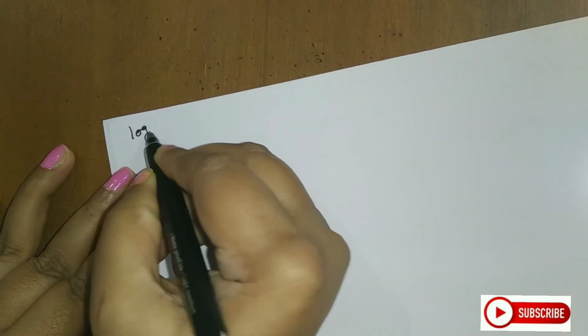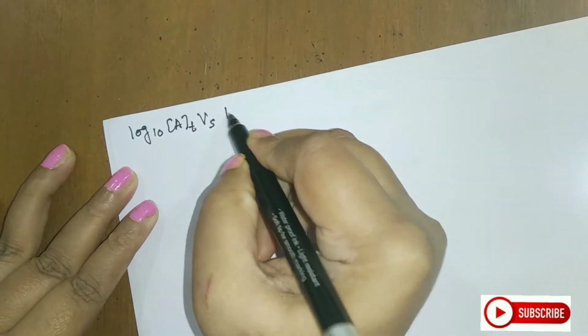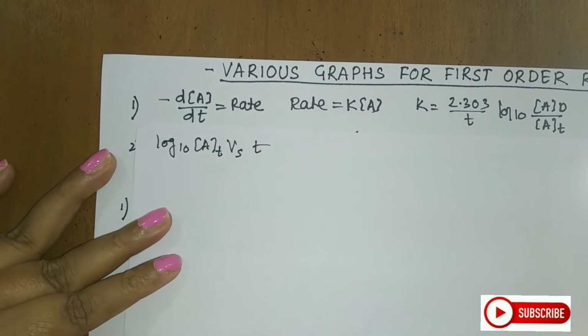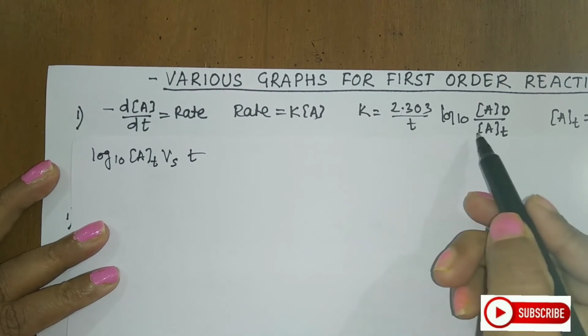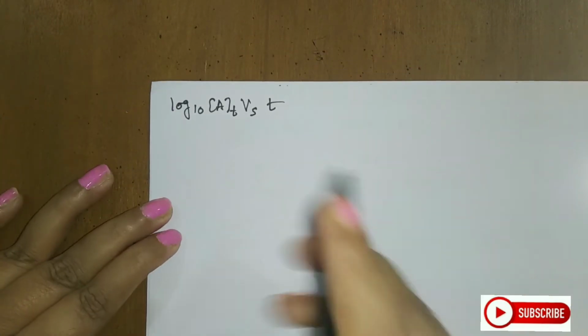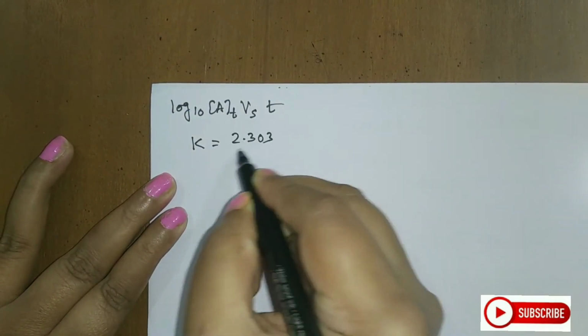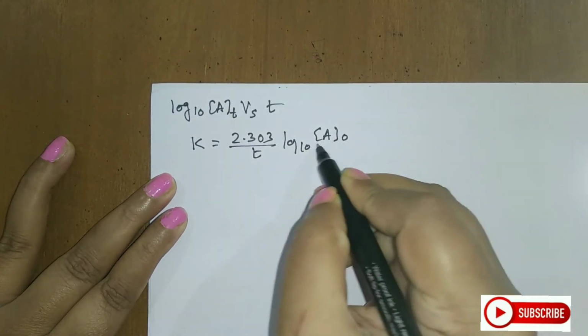So the next graph we can try is log to the base 10 of At versus time. So let us try this. Which equation will you be using, students? Again the same equation, that is this integrated rate law equation. So let us write and then keep rearranging the equation. So k is equal to 2.303 upon t log to the base 10 of a0 by at.